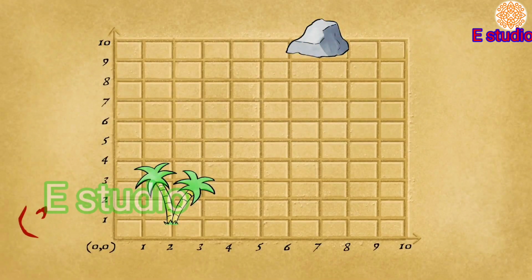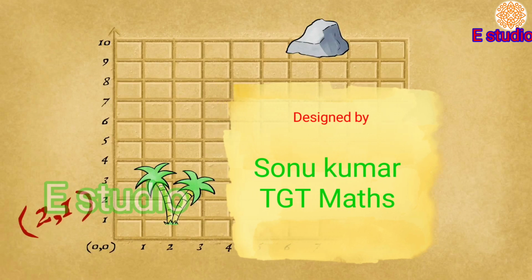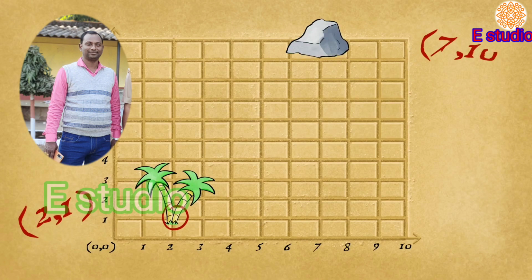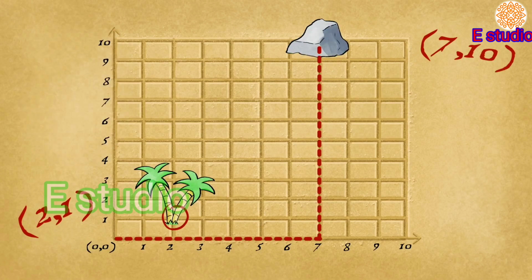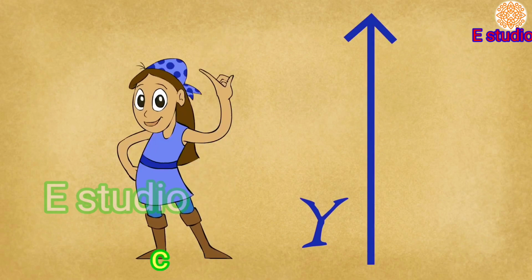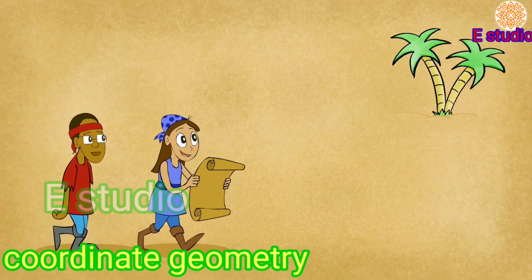To plot the ordered pair 2, 1, go right 2, jump up 1, and it's done. To plot the coordinates 7, 10, go right 7, up 10, mark it with your pen. On the x-axis, count to the right. On the y-axis, count from the ground. That's how our coordinates point is found.